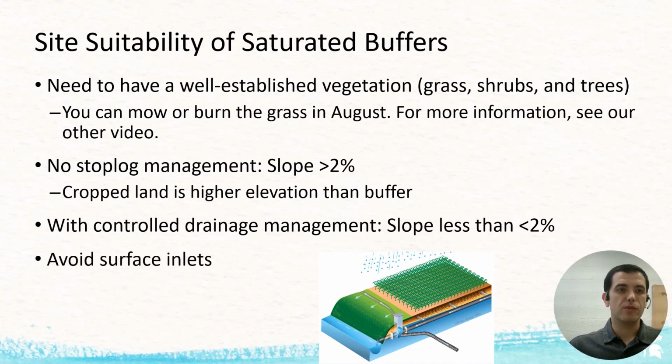And also when you're looking for sites, avoid sites with surface inlets, because surface inlets move sediment into the drainage system, and that sediment could end up into the distribution pipe, and slowly over time it could clog and reduce the performance of the saturated buffer.